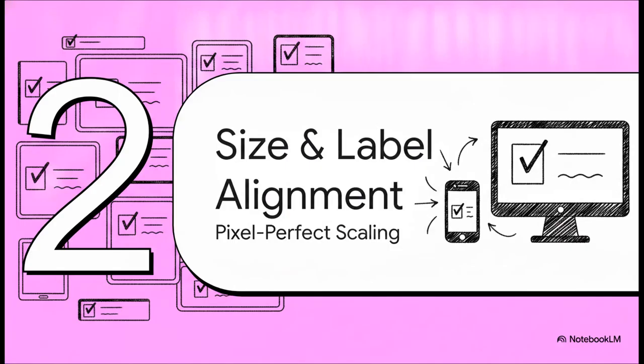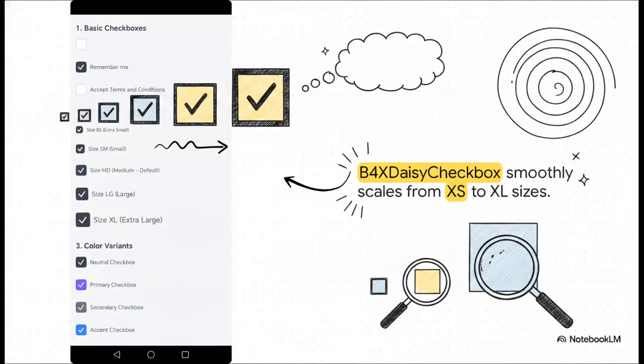Section 2. Sizing and label alignment. Pixel-perfect scaling. Obviously, a great UI component must fit perfectly into any layout, no matter how much screen real estate you're working with. Notice how beautifully the B4X DaisyCheckbox scales here, going all the way from XS, extra small, right up to extra large, and it calculates all of this intelligently under the hood. So to put that into perspective, the XS size renders a neat 16-dip square with a 10-point font, while the XL expands to a 32-dip square with a super readable 16-point font. It maintains absolute, crisp perfection at every single step.